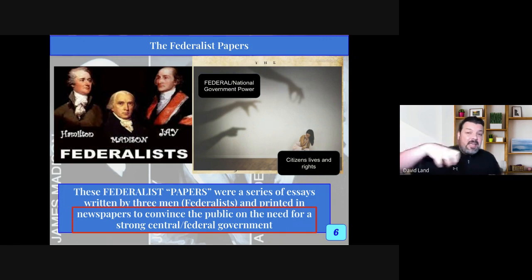Remember the tyranny? Remember the fear? It wanted to give the people a sense that, hey, the Constitution is going to be a good thing and protect us all. And you don't have to worry about losing your rights. And so that idea is kind of there.